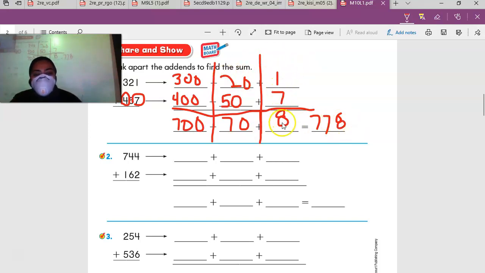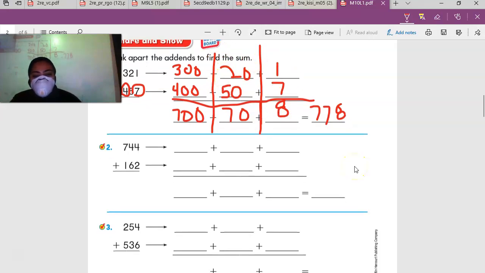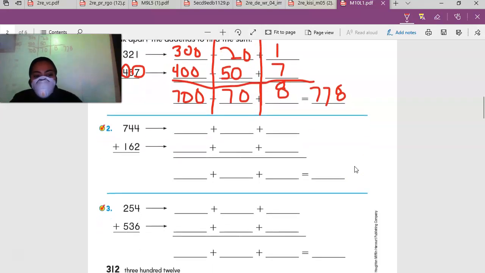No, because 1 plus 7 is still a 1-digit number. If it was a 2-digit number, then you'd have to bring 1 over to the tens place. But it's not. So it can just hang out in the ones place. All right. 744. How do we expand that, class? Very good. 700 plus 40 plus 4.